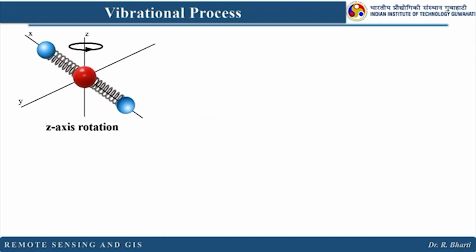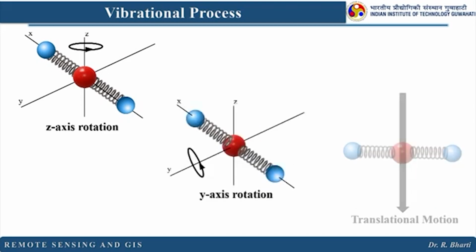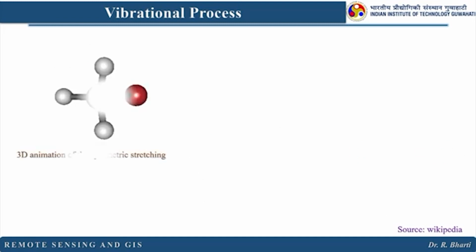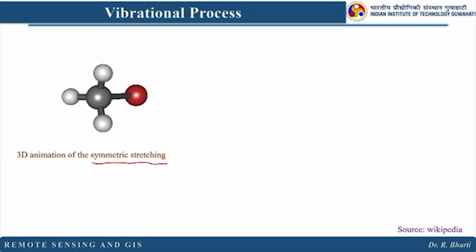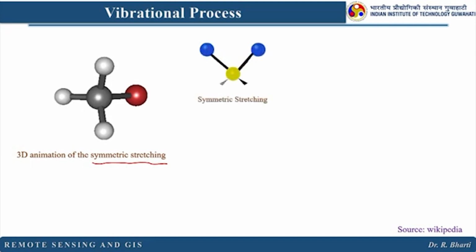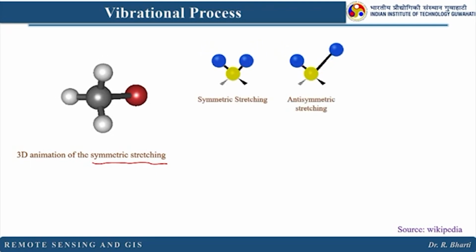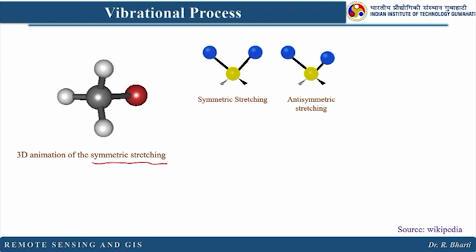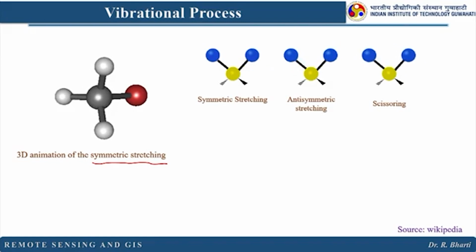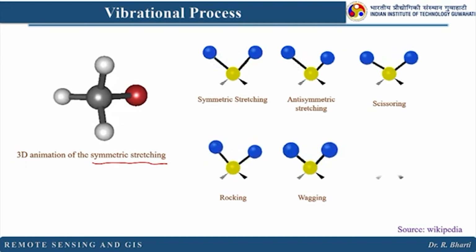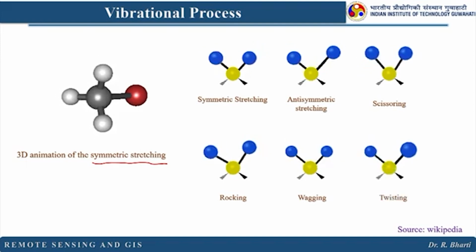Here this is z axis rotation, this is y axis rotation and this is translation motion, right. So, let us visualize this with the help of this animation. So, here this is for the symmetric stretching. So, here you can see how they are vibrating with each other, right. The next one is asymmetric stretching and third one is scissoring, then fourth one is rocking, then wagging and the last one I have is twisting, right.